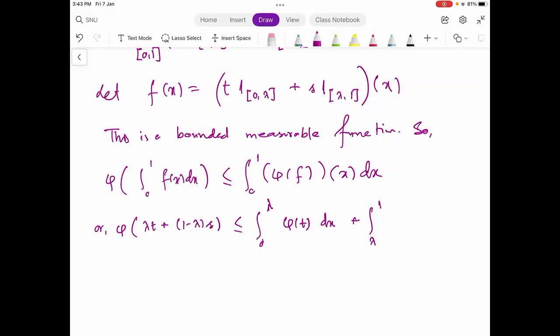And here on the other place, if x is in lambda to 1, then the value of f(x) is just s, so phi of f(x) is phi s. So isn't that lambda phi t plus 1 minus lambda phi s? So phi is convex. Any question on this?